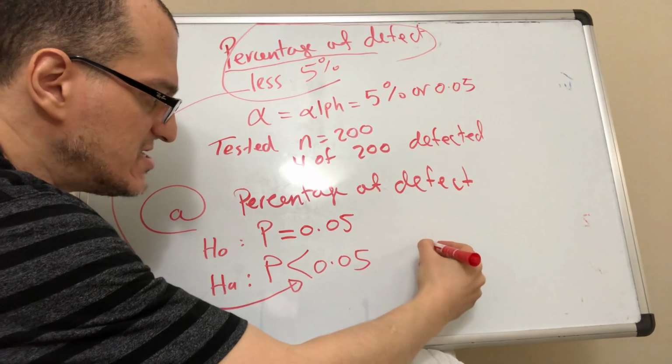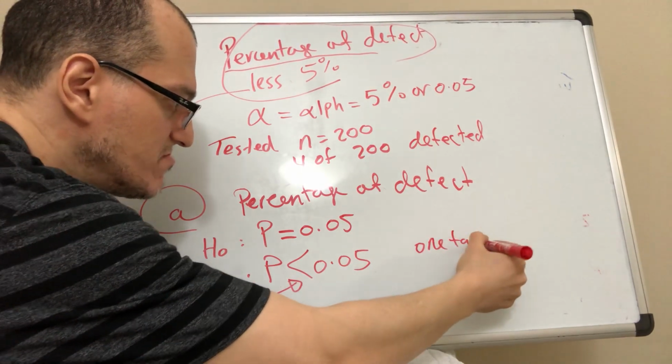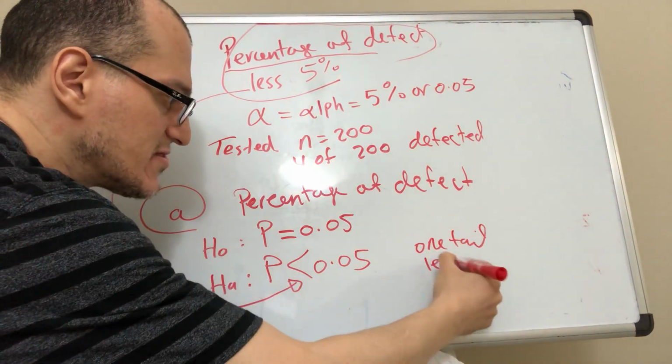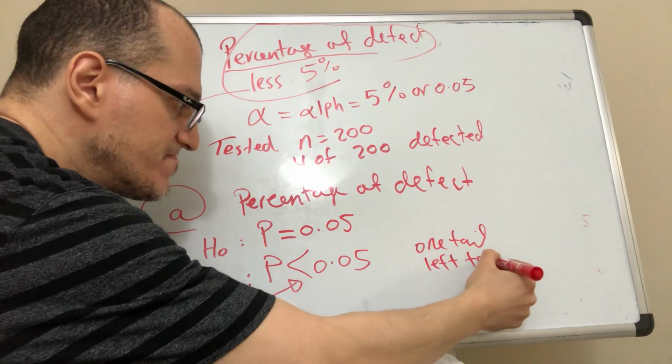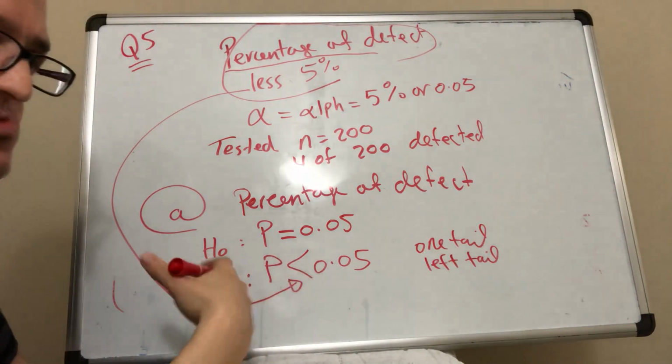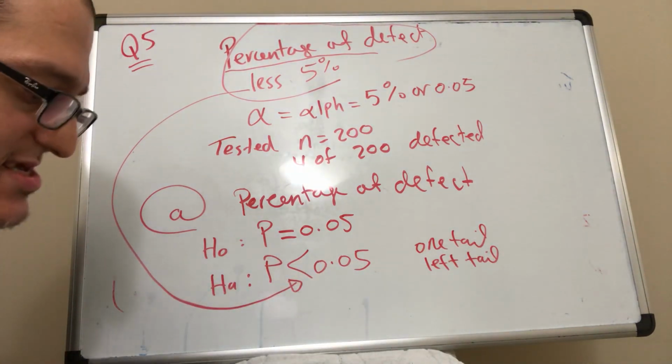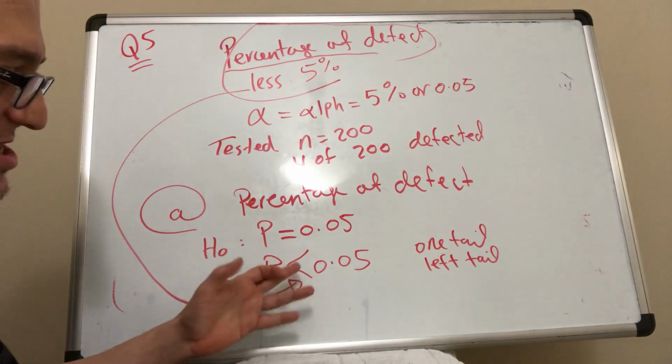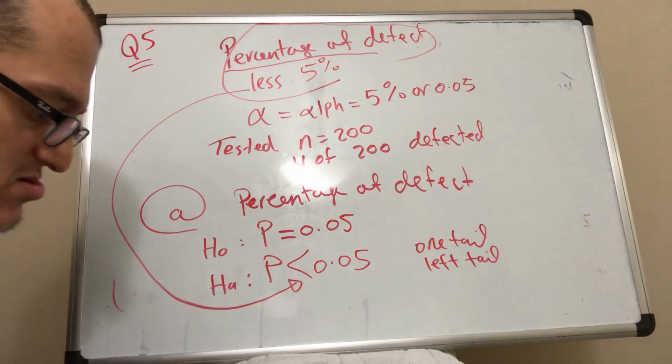Less would be a one-tail problem, and we call this left tail. Greater than would be a one-tail system, but right tail. Not equal, that's the only time that it's two-tail.